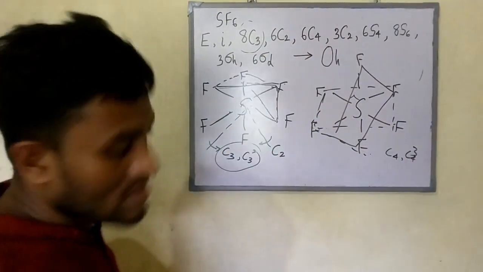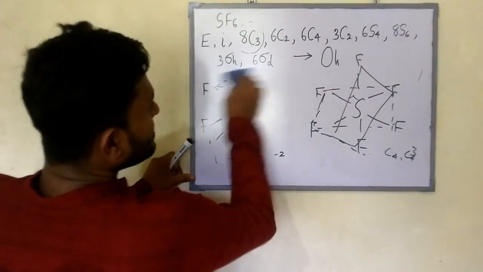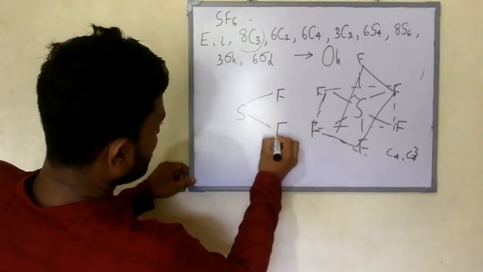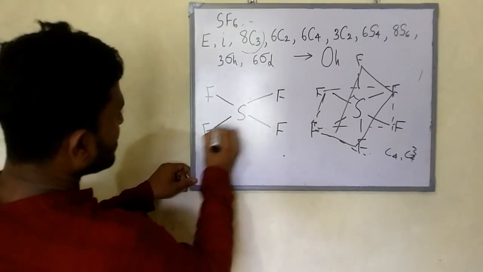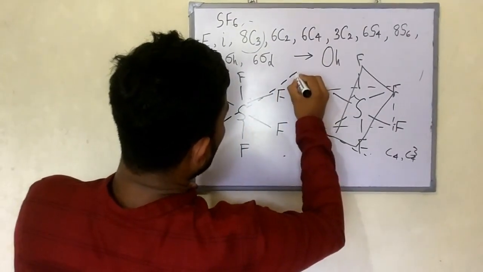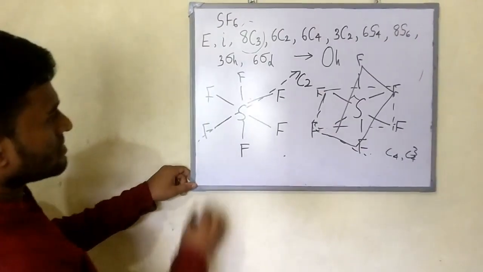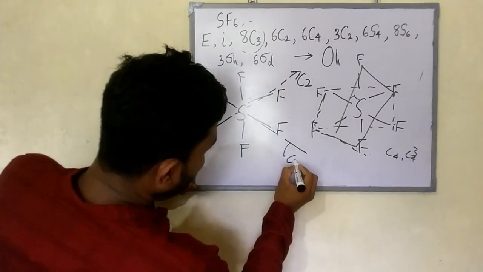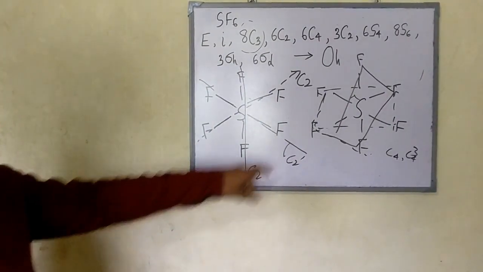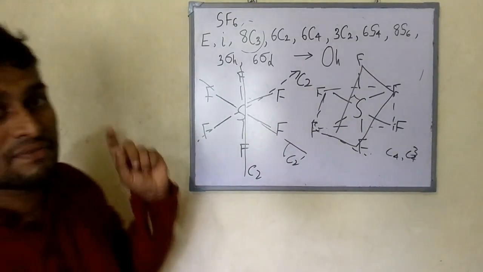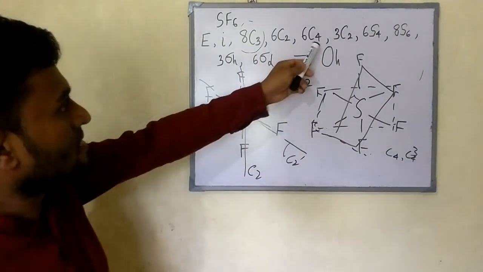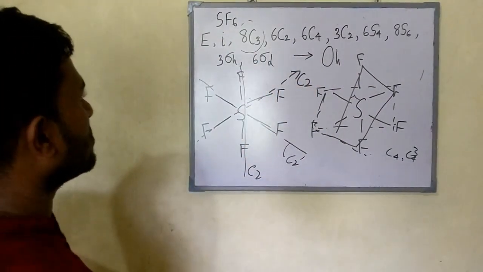Then 3 C2s are possible. How that C2s are coming? You want to indicate all these very much clearly. So this is 1 C2. This is the other C2. This is the other C2. So different C2s are there, 3 different C2s. And 6 S4 also there because C4 is there, so definitely S4 also possible.